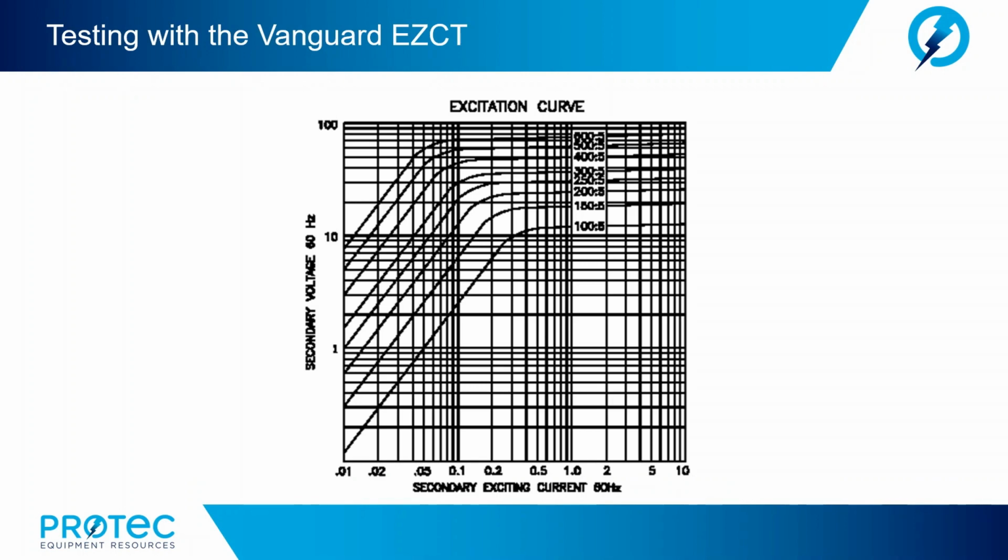Now, if we look at the manufacturer's saturation curve for this 400 to 5 CT, we would see that 2 amps is way past the knee of the curve. This current setting would give us very good results and would clearly show the knee point of the CT. Also, based on this saturation curve, the test voltage setting for this CT could be set as low as 100 volts, since the curve shows saturation around 50 volts.